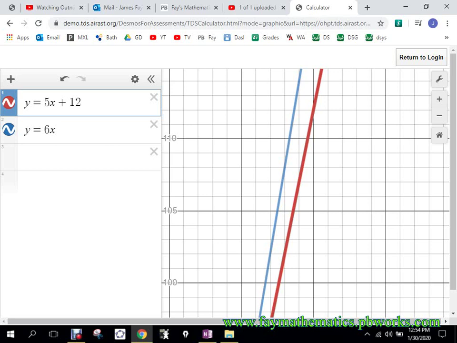So what we like to do is find the place where they're equal, because if we know where they're equal, everywhere else they're unequal, and I can make decisions on what would be best for me as a consumer.